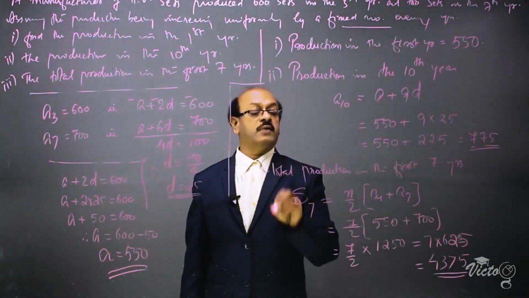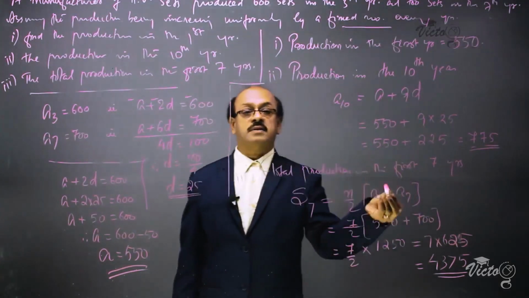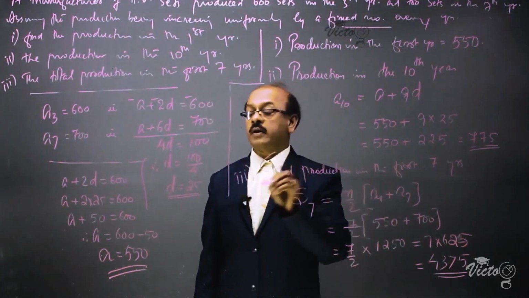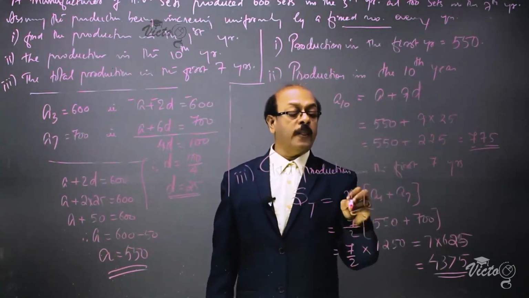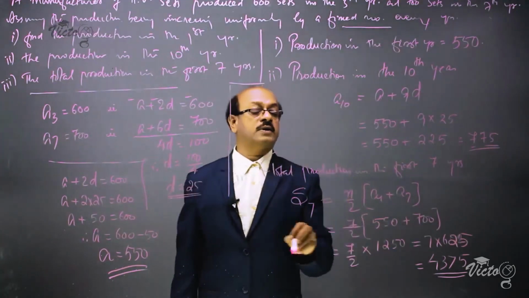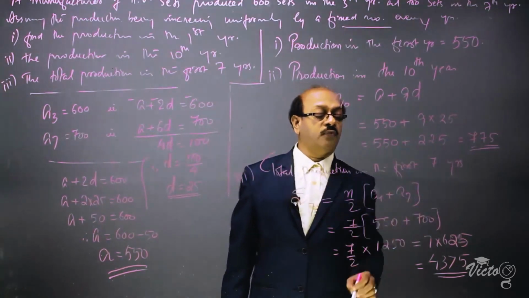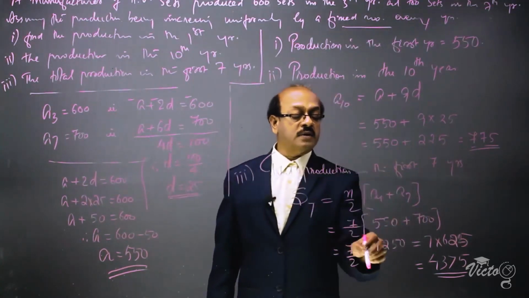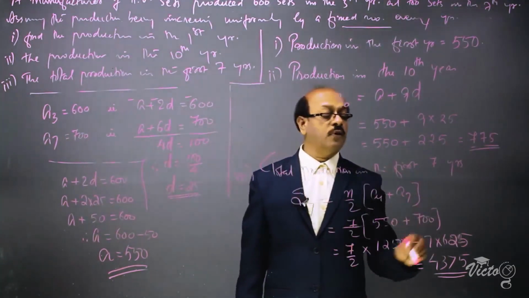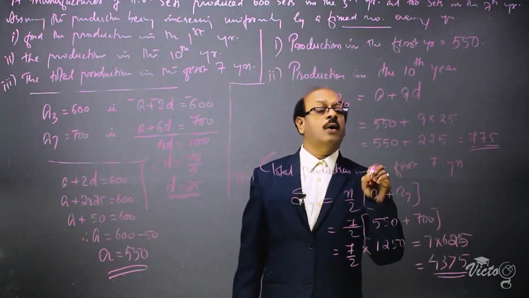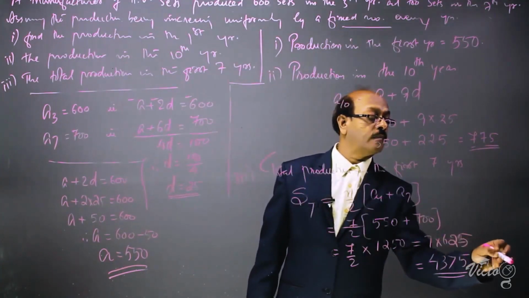4,375 is the total production of TV sets in 7 years. Here we are using the formula S7 is equal to n by 2 into A1 plus An, where An means the last term, that is the 7th term. A1 is 550, which we already found, and A7 is equal to 700, given in the question. The value of n is 7, so n by 2 is 7 by 2. Adding 700 and 550, it is 1250. Cancelling 2 and 1250, it is 625. Now 7 into 625 is equal to 4,375. That means the total production in the first 7 years is 4,375 TV sets.